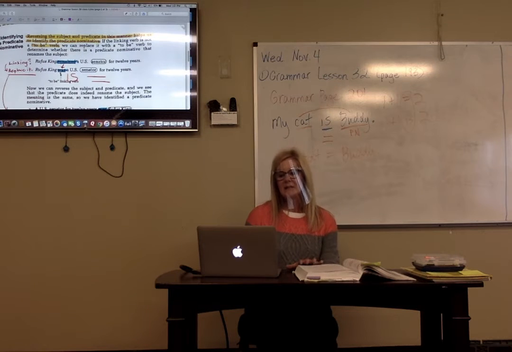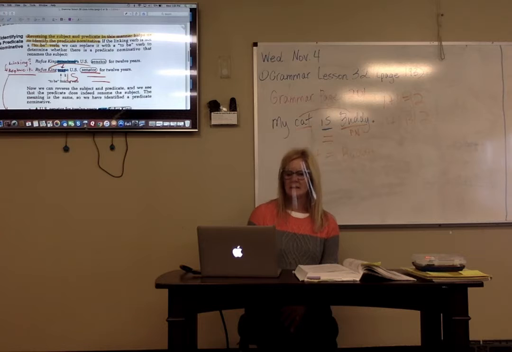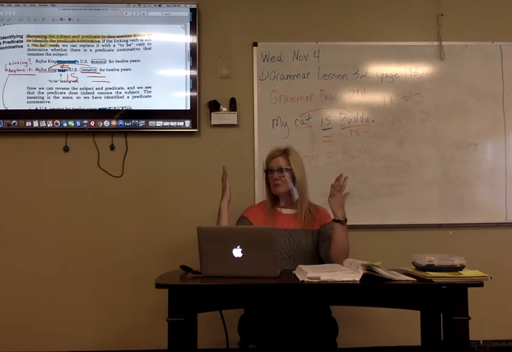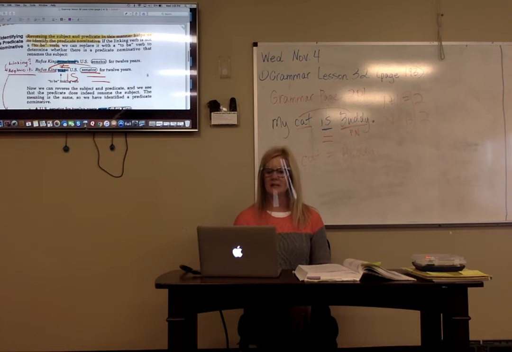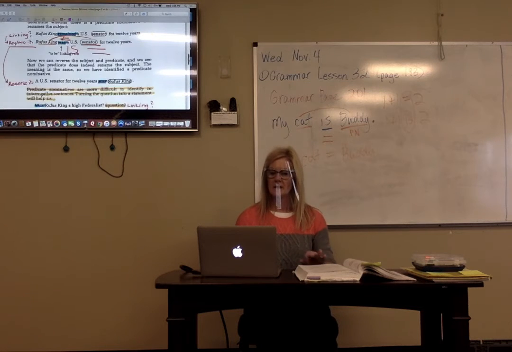Rufus King equals senator. It checks out. We have Rufus King, this is my subject. We have senator, that's the predicate noun. They are connected together by what? We could put an equal sign there because we like math. And it checks out. It's a linking verb. All right.